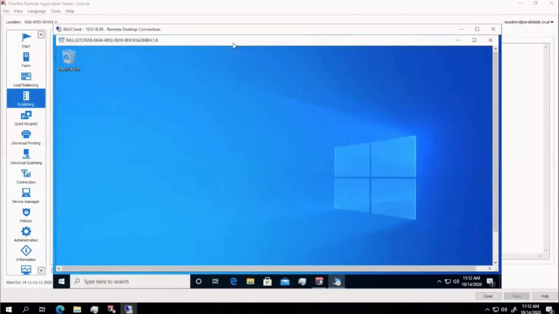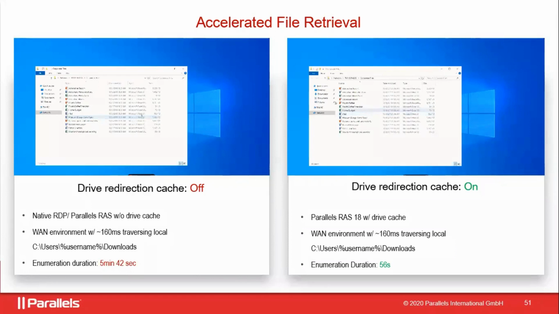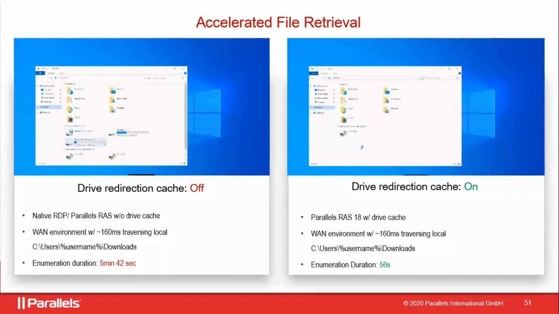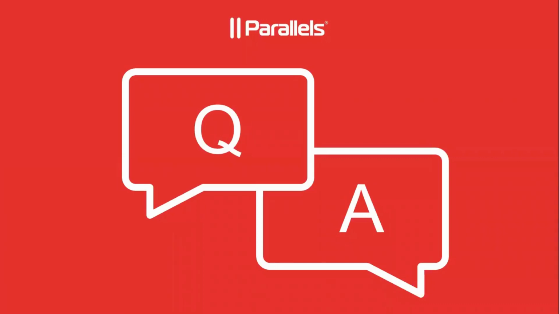And then the next one is accelerated file retrieval. Just now I mentioned that for RAS 18, we have increased the speed when you access files or web applications over here. For RAS 18, with the drive cache, the enumeration duration is 56 seconds, compared to when the drive reduction cache is off. So whenever you try to open the file server, we will provide you faster speed over there. So this one is RAS version 18.